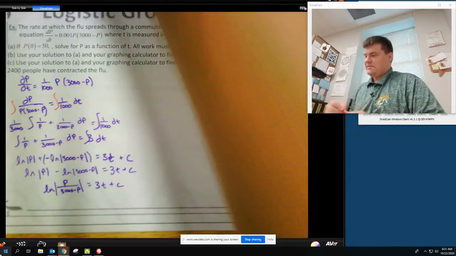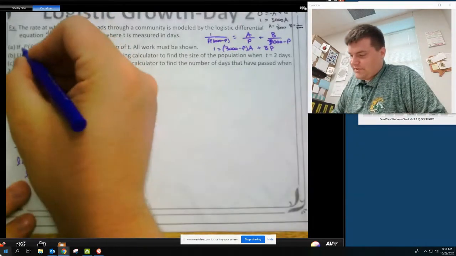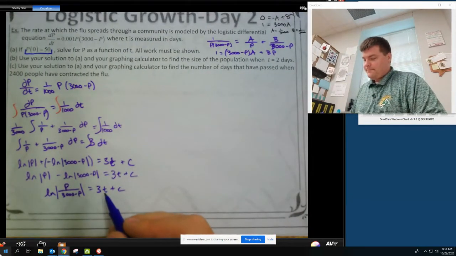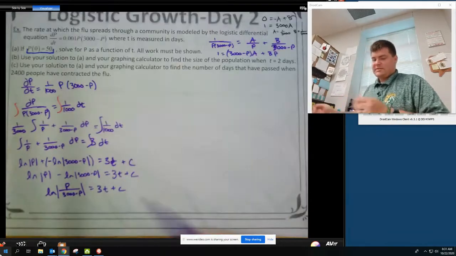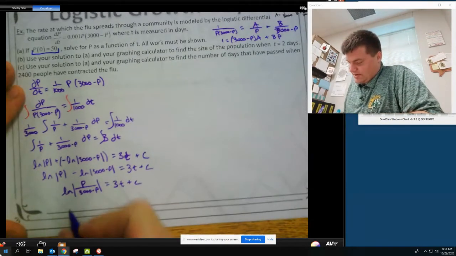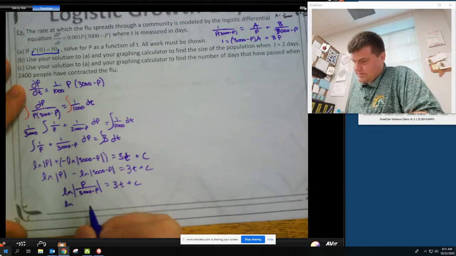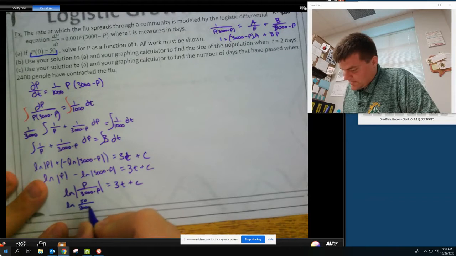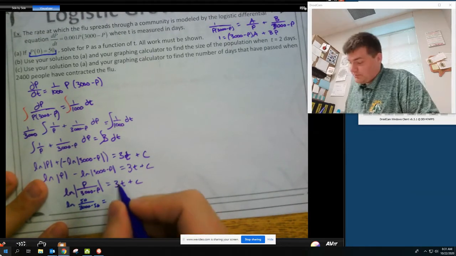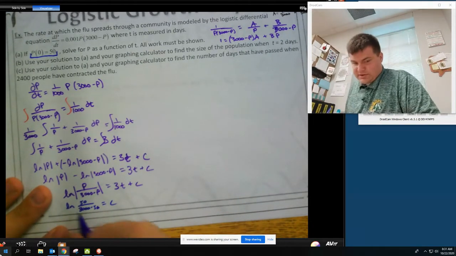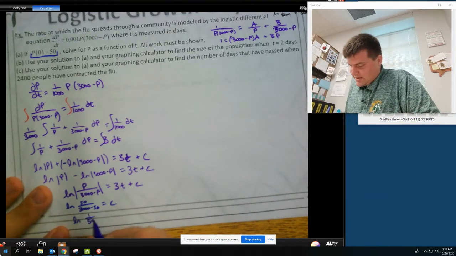So since I do have this initial condition right here to solve for c, I can plug in a 0 for t, plug in a 50 for p, and then solve for c that way. So what I'm going to get here, plugging in that initial condition, is ln of 50 over 3000 minus 50 equals 3 times 0, which is 0. So it equals c. This is really going to reduce down to ln of 1 over 59, and that's going to equal my c value.